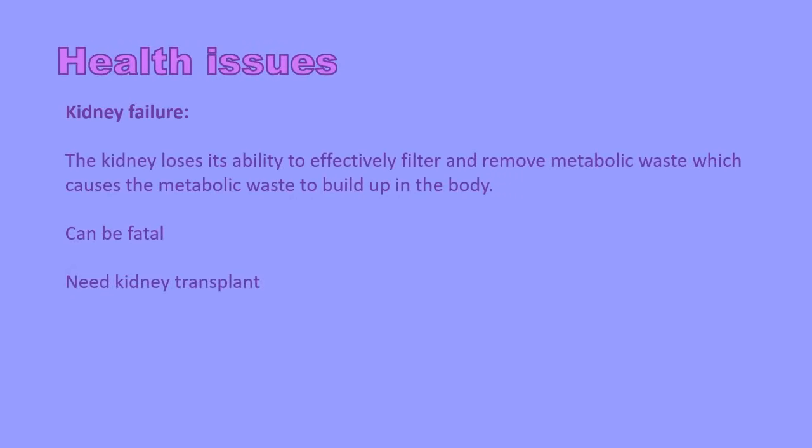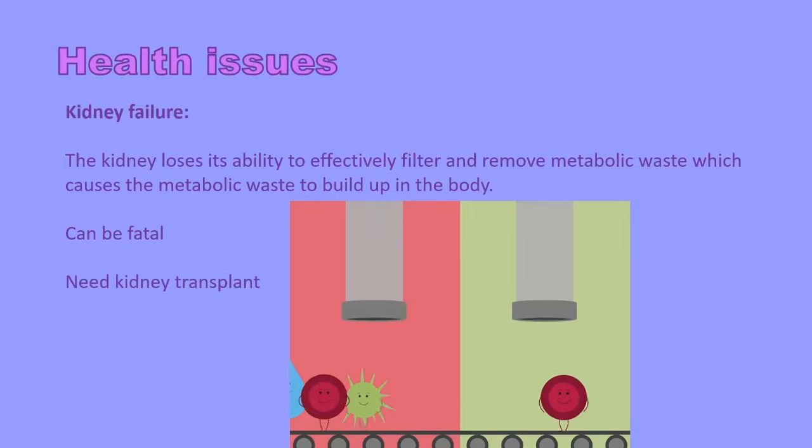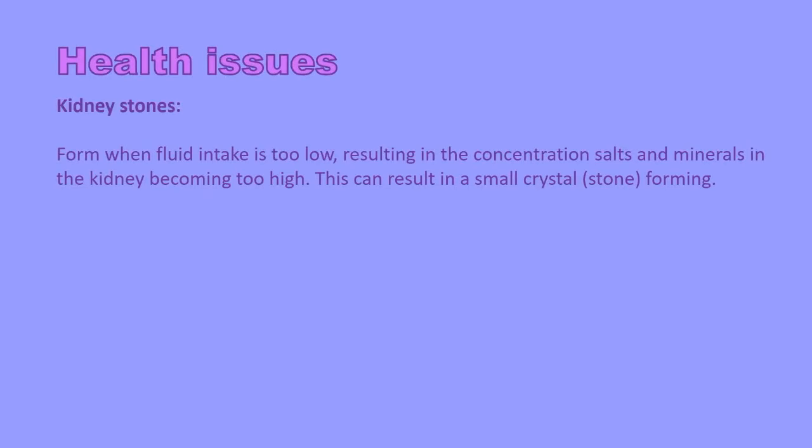Then there's always health issues related to these body systems. The first one is kidney failure. This is when someone loses the function of their kidney. So the kidney does not have the ability to remove metabolic waste. That means the metabolic waste builds up in the body, and this can be very fatal if you do not get a kidney transplant.